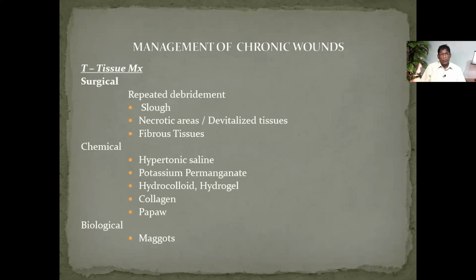Tissue management. So this is where the surgeons come in. Repeated debridement is needed in some patients. Slough has to be removed, necrotic areas, devitalized tissues, fibrous tissues, sometimes you may have to remove. In chronic wounds, there is a fibrous floor where you need to excise or you have to make it somewhat bleeding.